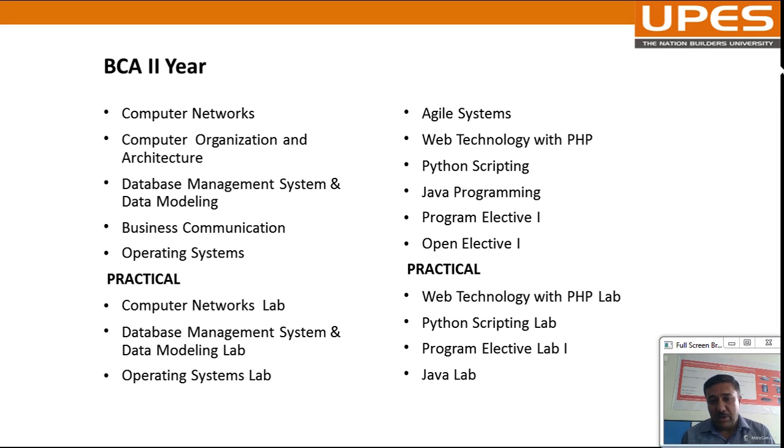And then we have an open elective. This is a bucket where we have so many subjects, and the student will choose one paper out of that. It is as per the latest guideline of UGC, based upon the choice based credit system. So in semester 4 we have 4 labs. One is Java, one is based upon a program elective, another is the Python scripting lab, and then web technology using PHP is another lab.